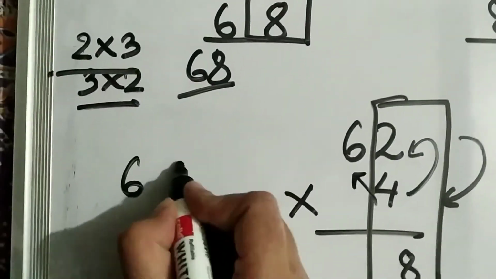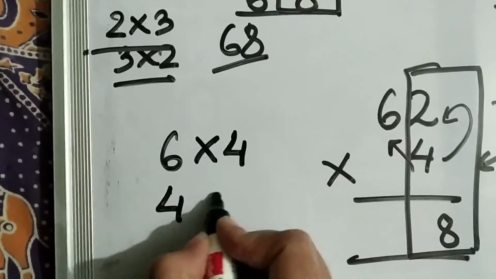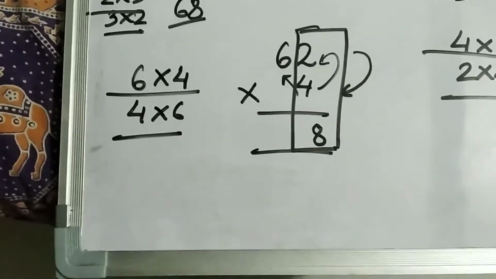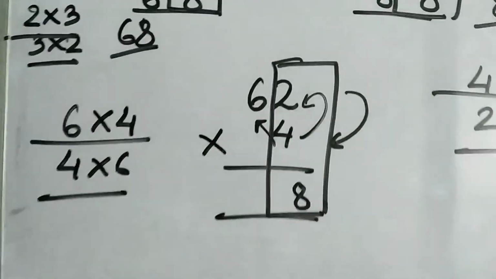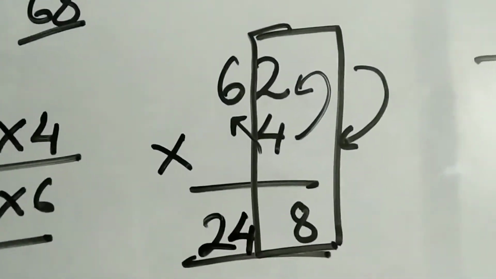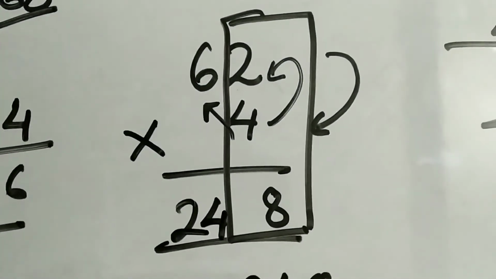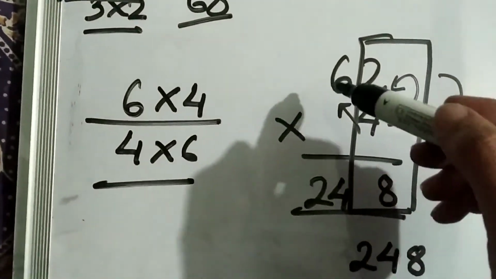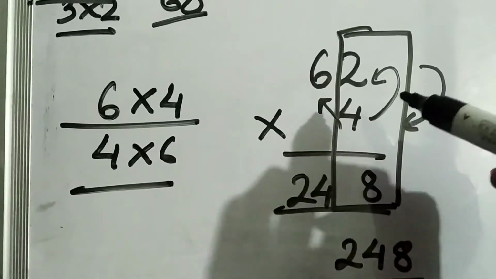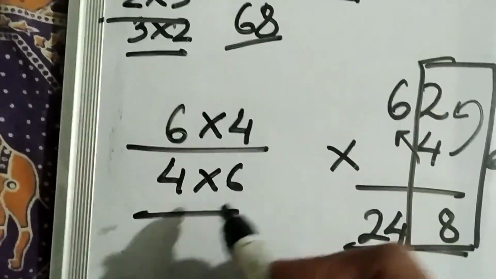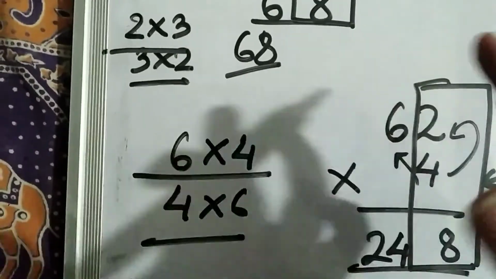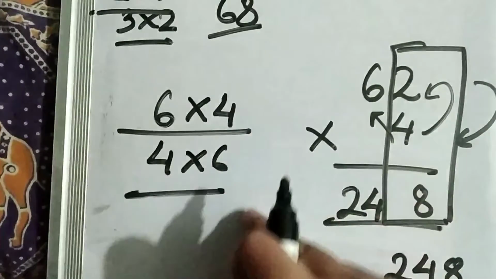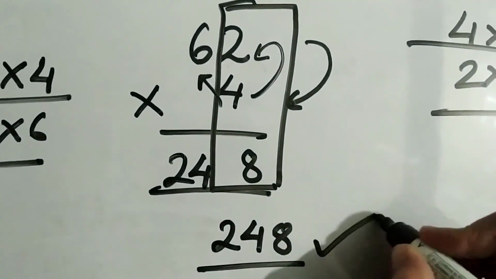Both ways, 6 into 4 and 4 into 6, are correct. So you can take it both ways. What is 6 fours? 6 fours are 24. So I am going to write down 24. So your answer over here will be 248. Again I am telling you, when solving diagonally, 6 fours and 4 sixes are both correct, because when you take the table, 6 fours are 24, 4 sixes are 24. So your answer will be 248.